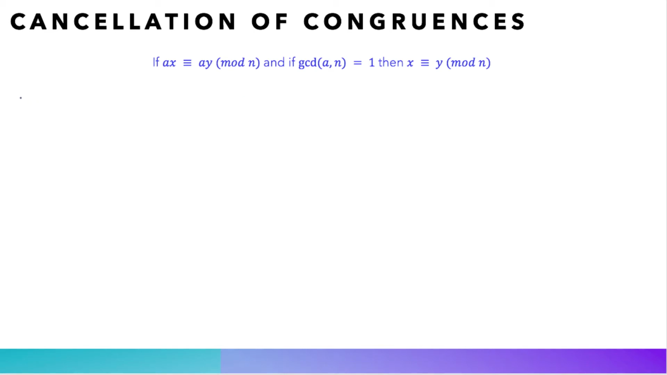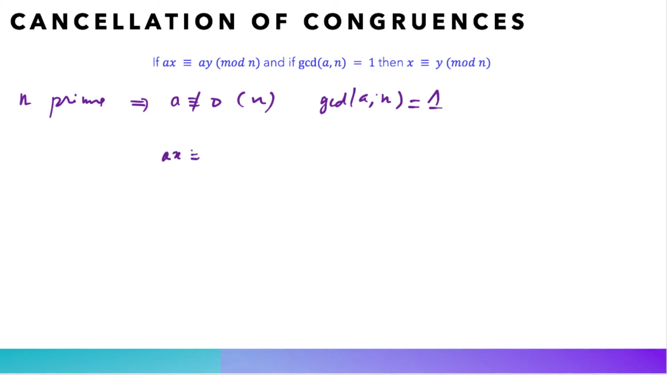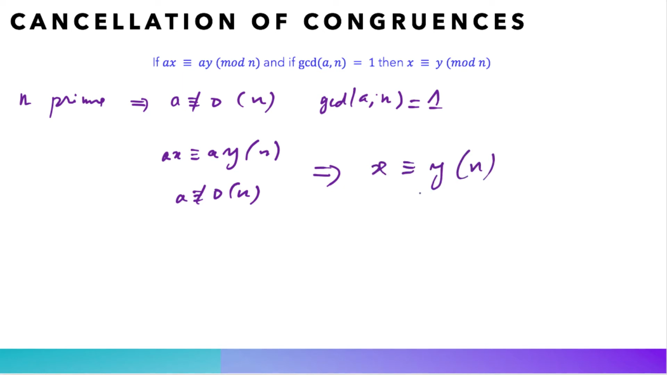One of those: if n is a prime number, then we know that if a is not congruent to 0 modulo n, meaning if n does not divide a, then the GCD of a and n must be equal to 1. So this means that if ax is congruent to ay modulo n, and moreover if a is not congruent to 0 modulo n, then one can conclude that x is always congruent to y modulo n. This is very nice because this looks like the real world actually. In the real world, if ax is equal to ay, and if a is different from 0, then one can say that x is equal to y.